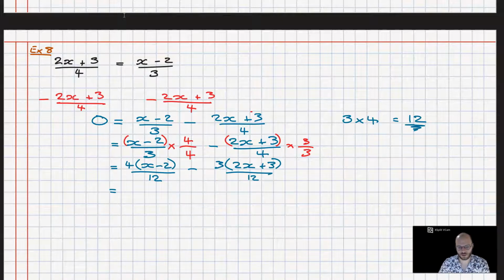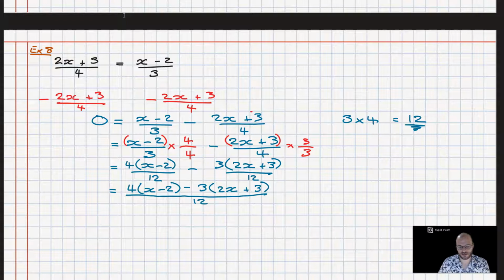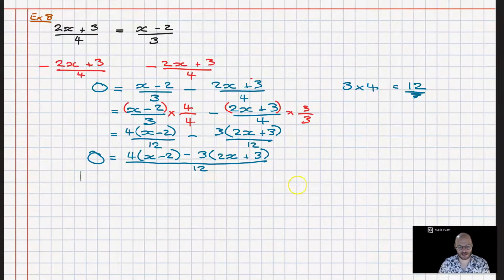Now we have a common denominator. We can rewrite this as a singular fraction of 4x minus 2 minus 2x plus 3. And all of this is now over 12. Now, this is our right-hand side. Our left-hand side is still equal to 0.